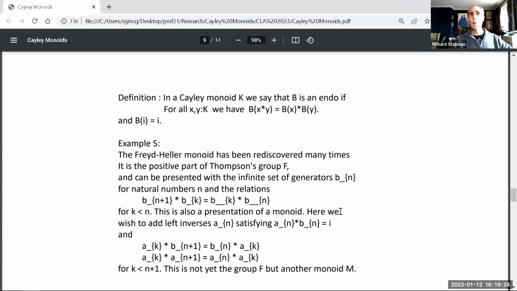I'd like to make it a little bit bigger. Let's add the left inverses, but not right inverses. I'm not going to get the whole group. So I have a nice monoid where half the generators have left inverses. And of course, you have to put in the inverse generators here. Generate the relations, inverse relations. Not yet a group F, but another monoid M.